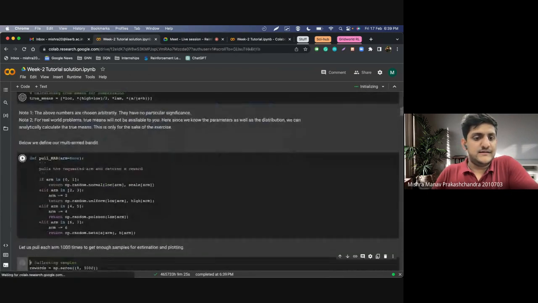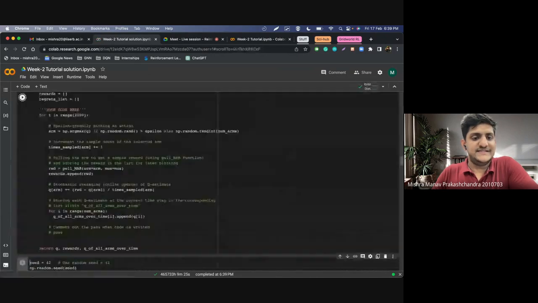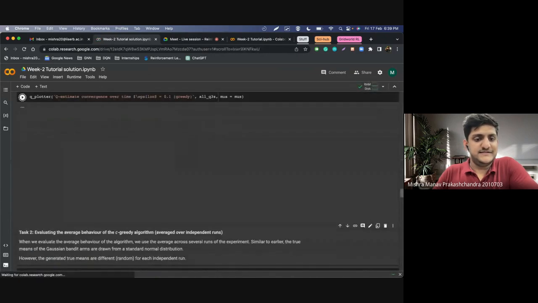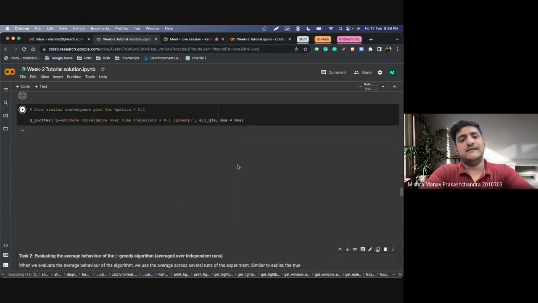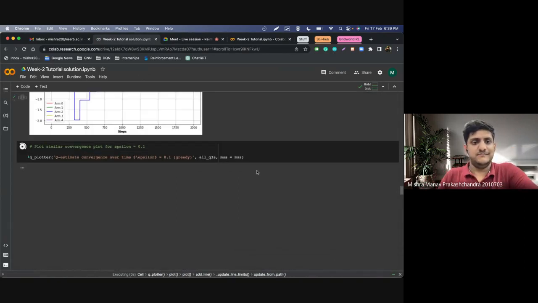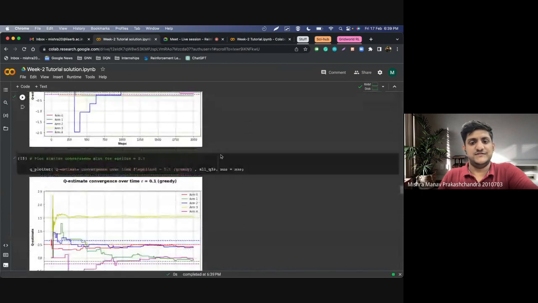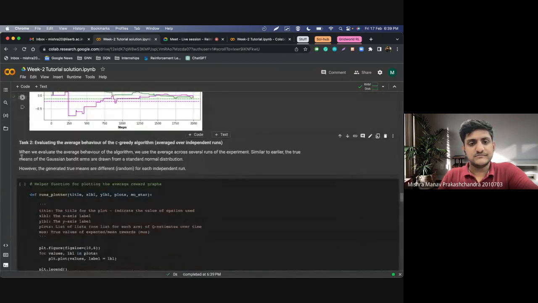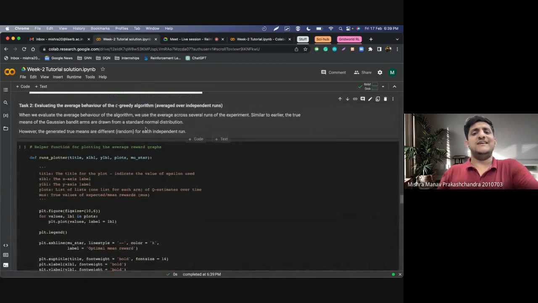Okay, start here. I go down, running each cell till I reach here. Might have to wait for some time. Okay, so this is the plot for 0.01. This is the plot for 0.1. So now we want to see the average behavior for the epsilon greedy algorithm, which is average over independent runs.